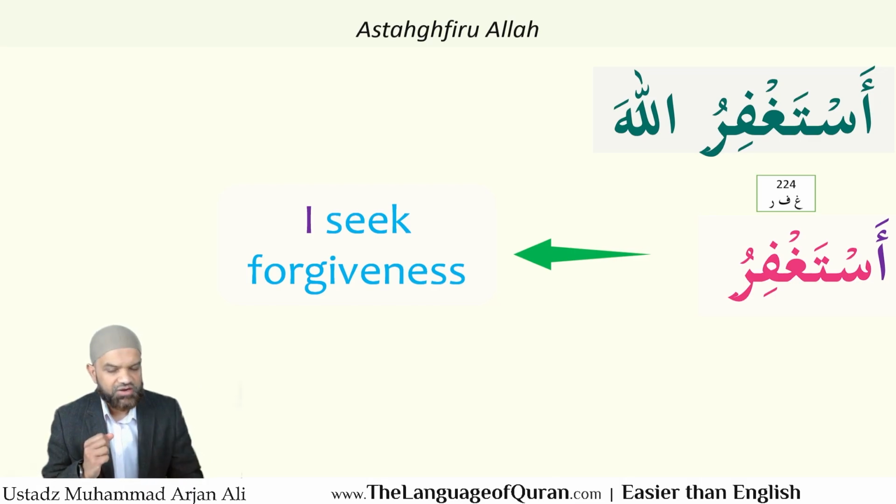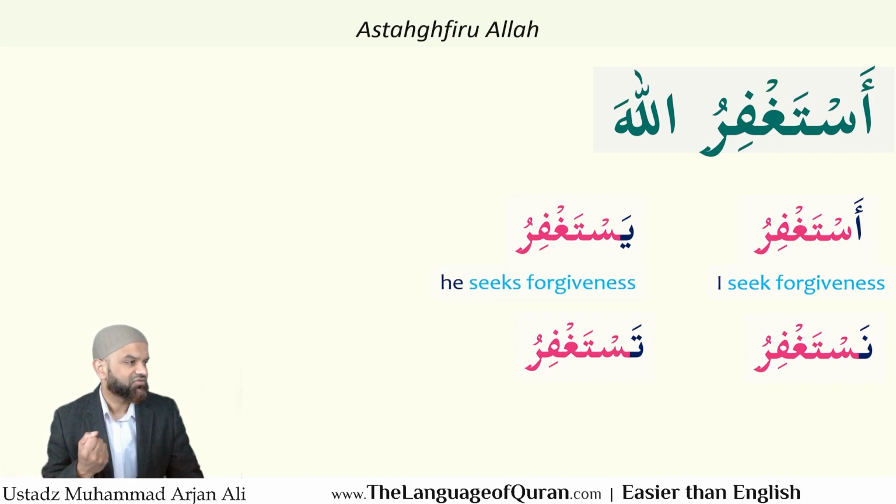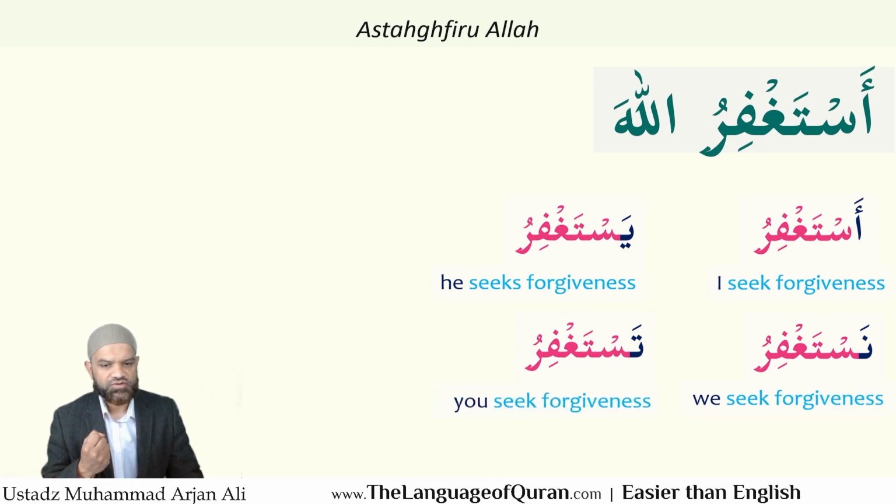Now, one of the beauties of Arabic is that if we take this verb and we put a, ya, ta, na, plus other changes to the end and so on, we can get different meanings. So, for example, astaghfiru, I seek forgiveness. Yastaghfiru would mean he seeks forgiveness. Nastaghfiru, we seek forgiveness. And tastaghfiru, you seek forgiveness. So you can see very easily by changing the a, na, ta, ya, etc., we can get different meanings from the same word, just by the change of the prefix.